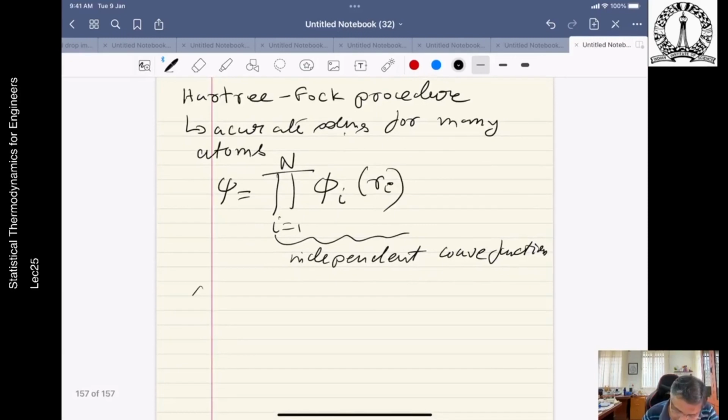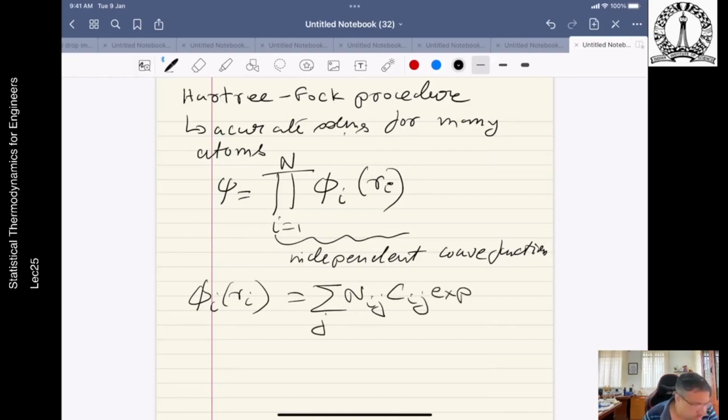And especially this phi i is given as summation of nij, sum over j, cij into exponential minus ij. Okay, so this is a normalization constant.